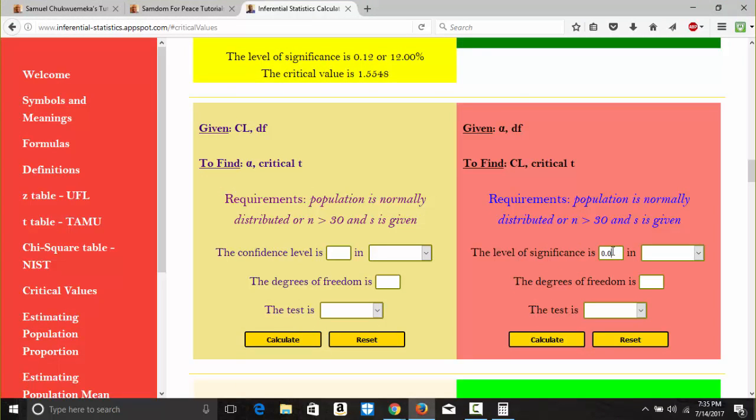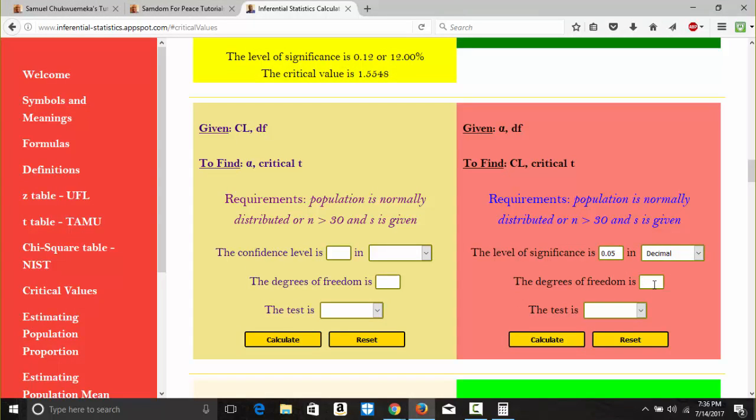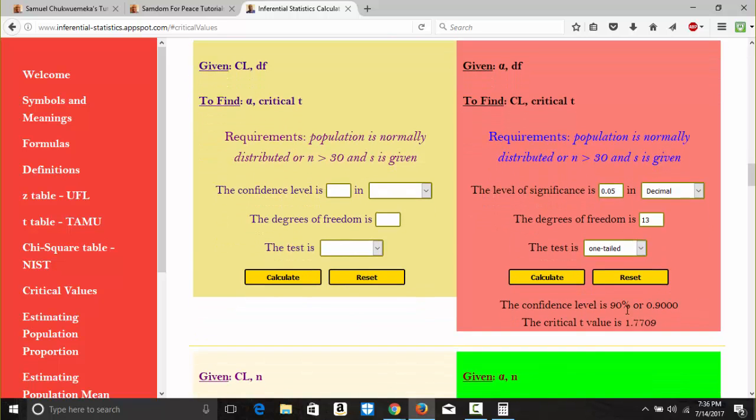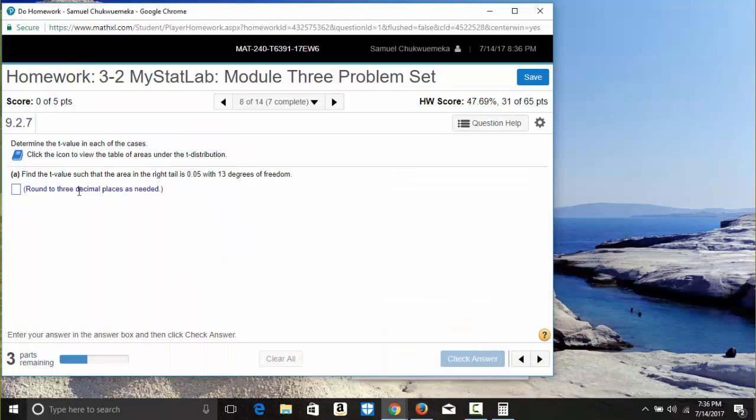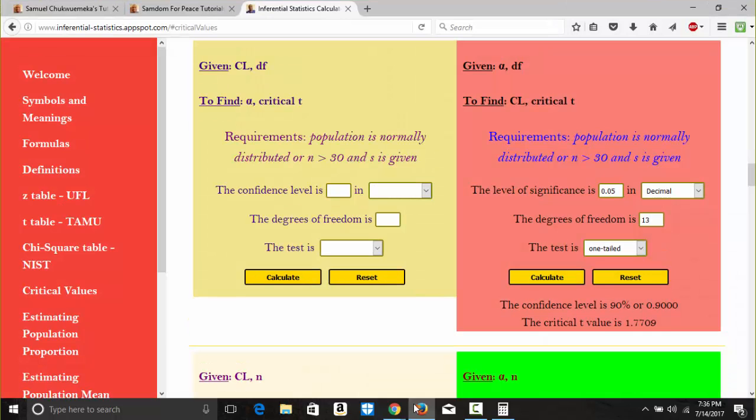I'm going to put 0.05 here, and I'm going to put this critical T. I will select decimal. And this is 13 degrees of freedom. And this test is a one-tailed test. Calculate. So the critical T is 1.7709. So to 3 decimal places will be 1.771.